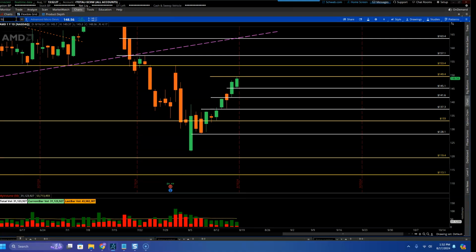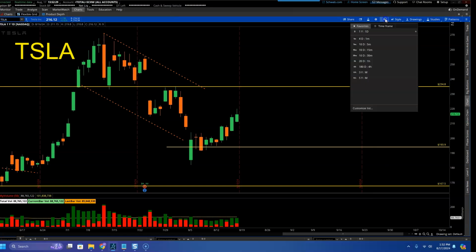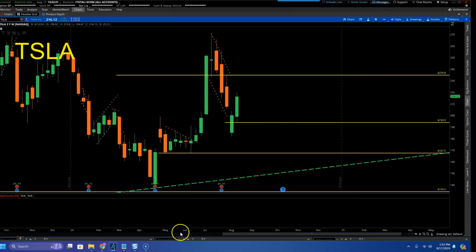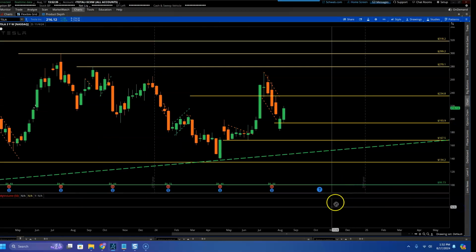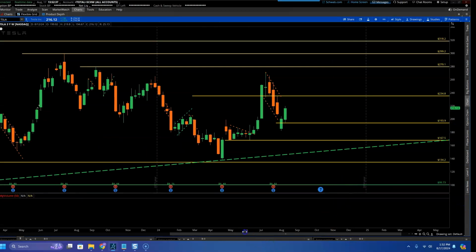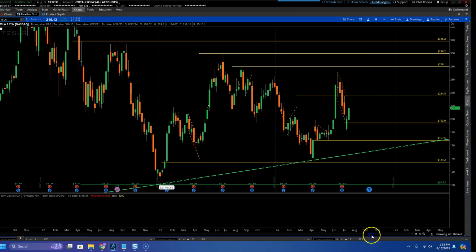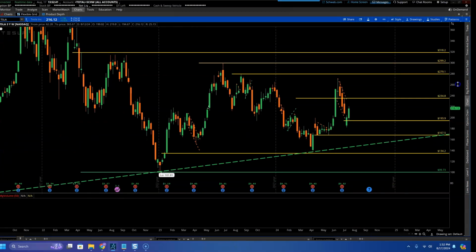Okay, let's take a look at Tesla, everybody's favorite name. Weekly view, kind of, I don't know, a weird looking chart, to be honest with you. It's just kind of trading everywhere, right? It's a hard read from at least a price action perspective, right?